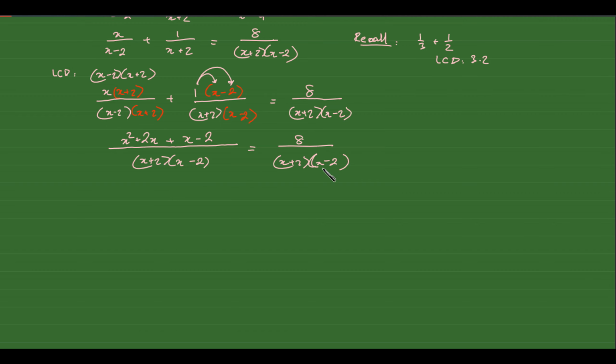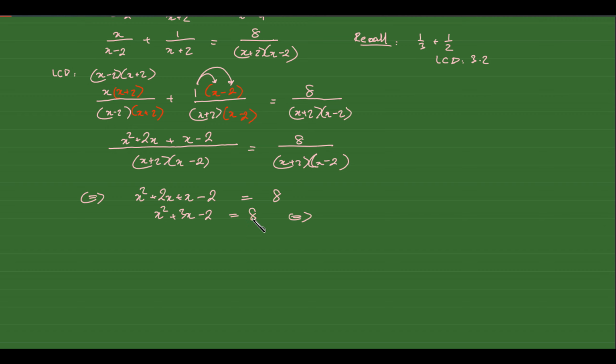Alright, now you see that two fractions equal each other, right? And the same denominator. This denominator of these two fractions is the same. It means that I can set up the numerators equal to each other. So this is the numerator of the first fraction, and this is the numerator of the second fraction. So I set them equal to each other, and I just go ahead and combine like terms. So I have x squared plus x minus 2 equals 8, right?